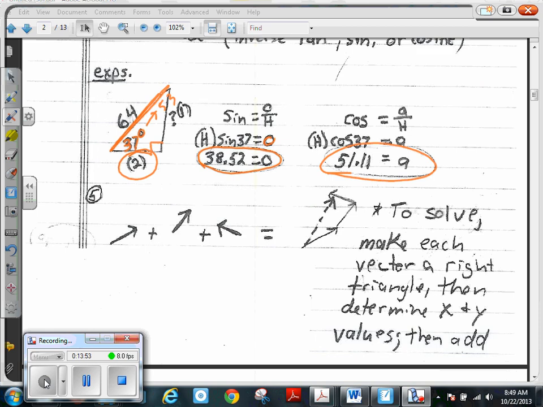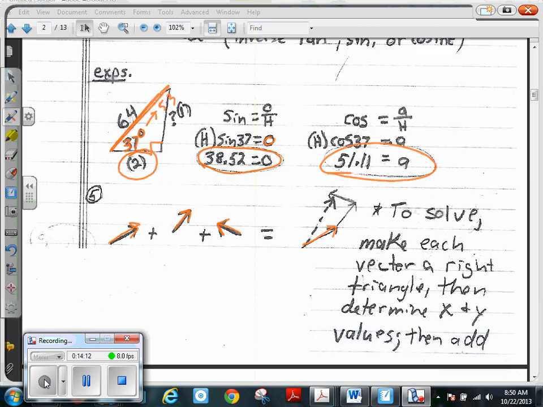It says I want to add this. This is not all x's and all y's, it's x's and y's, so I can't really do math with that. Plus this, that's not x's or y's either. Plus this. This would be kind of the graphical method.